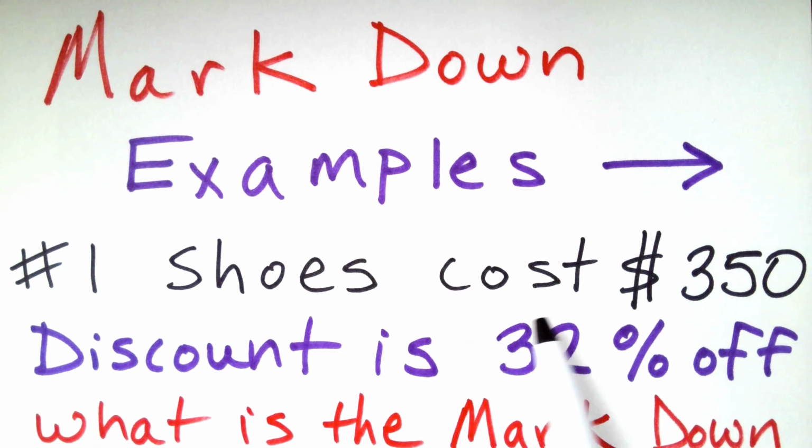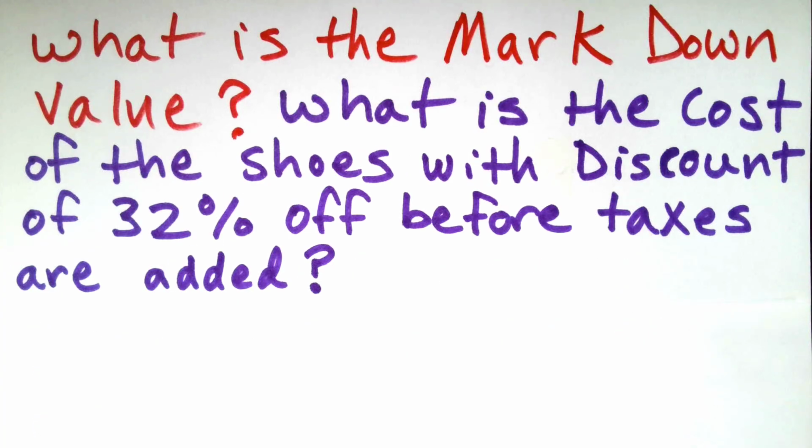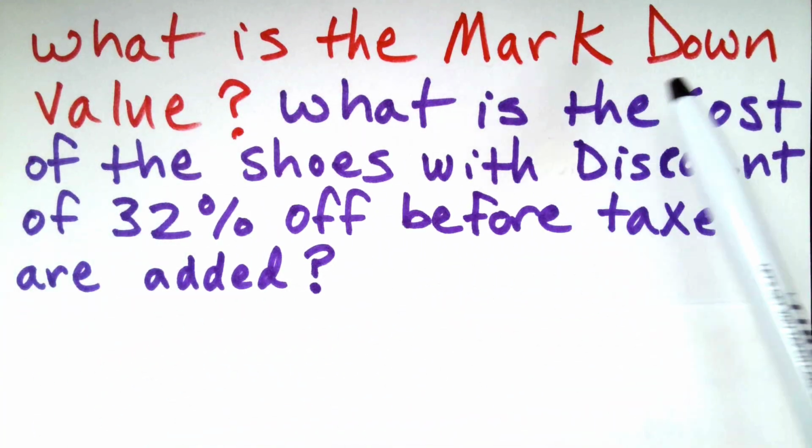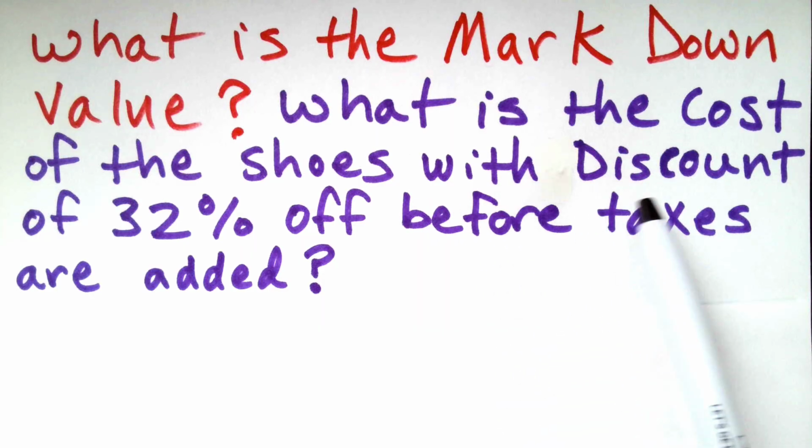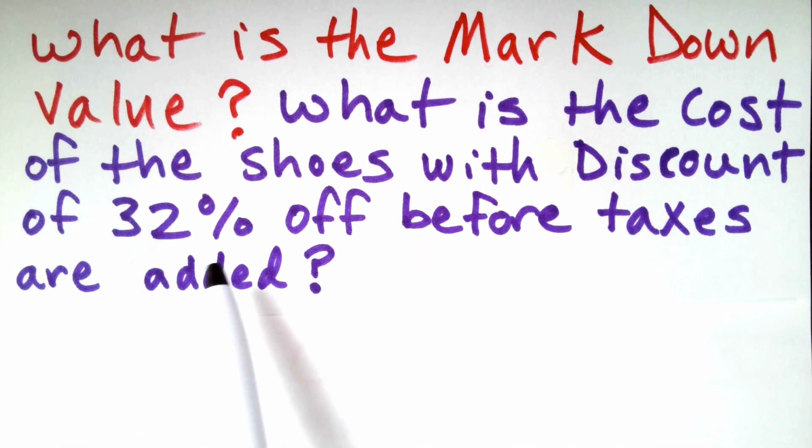Number 1, shoes cost $350, right? The discount is 32% off. The question is, what is the markdown value? What is the discount value? What is the cost of the shoes with the discount of 32% off before taxes are added, right? So what are you going to do? Let's check out step number 1.